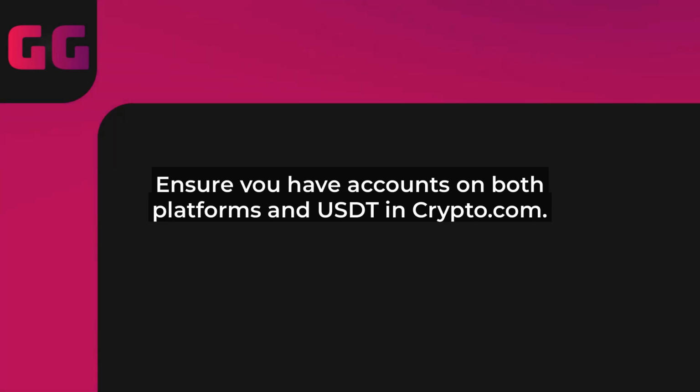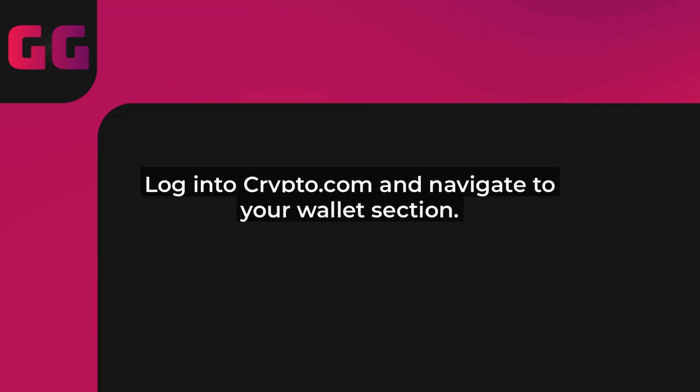Let's jump right in. First things first, make sure you have both a Crypto.com account and a Coinbase wallet set up. You'll need some USDT in your Crypto.com wallet to transfer. Start by logging into your Crypto.com app or website. Once you're in, navigate to your wallet section and find your Tether balance. This is usually under the Assets or Wallets tab.